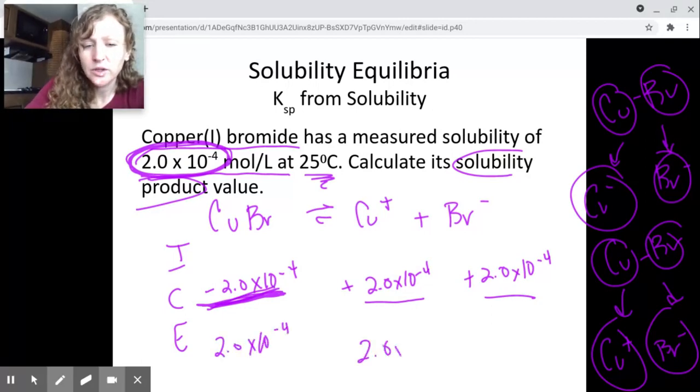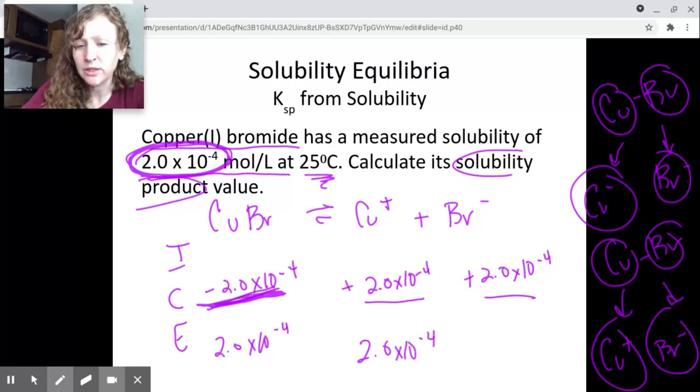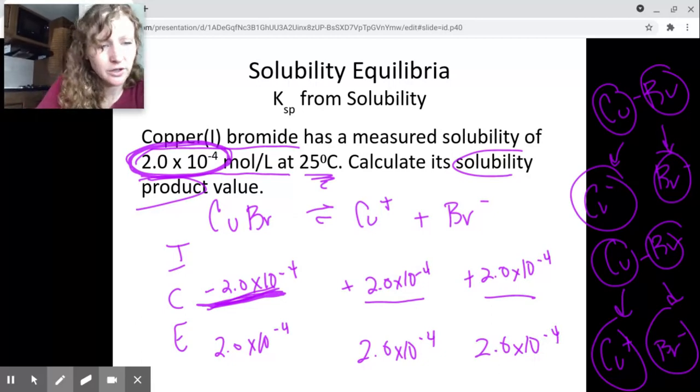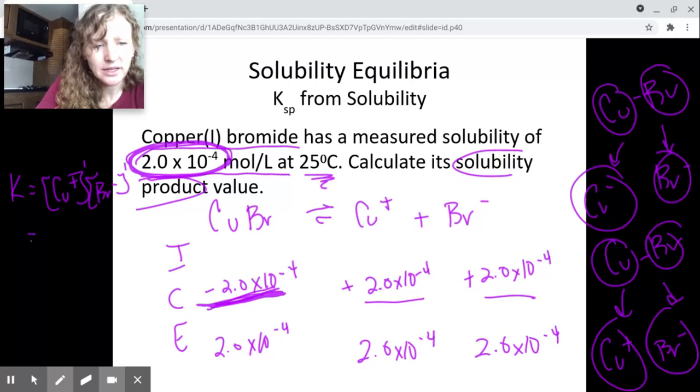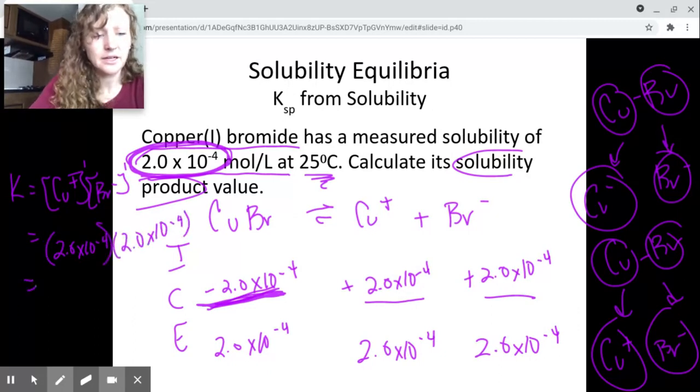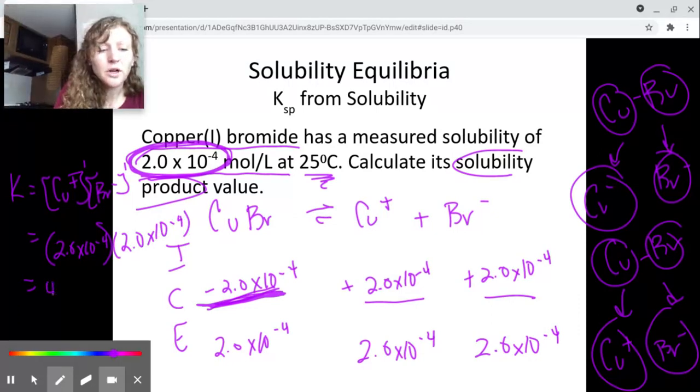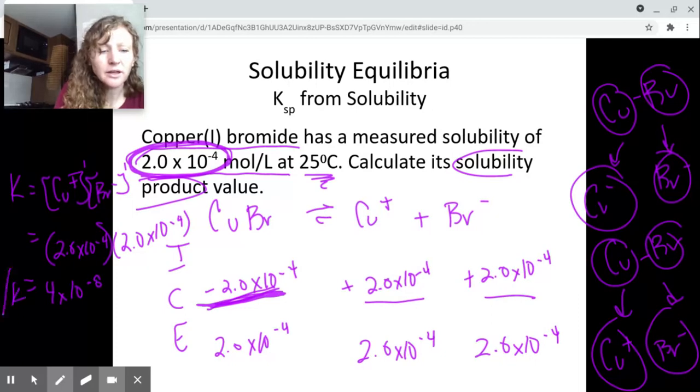Now I want to calculate the solubility product, so I'm going to plug it into my K equation. What's my K equation going to be? I just have one of each, 1 and 1, and I can just plug it in: 2.0 times 10 to the negative fourth, times 2.0 times 10 to the negative fourth. Let's calculate an answer, and I'm going to get 4 times 10 to the negative eighth as my KSP.